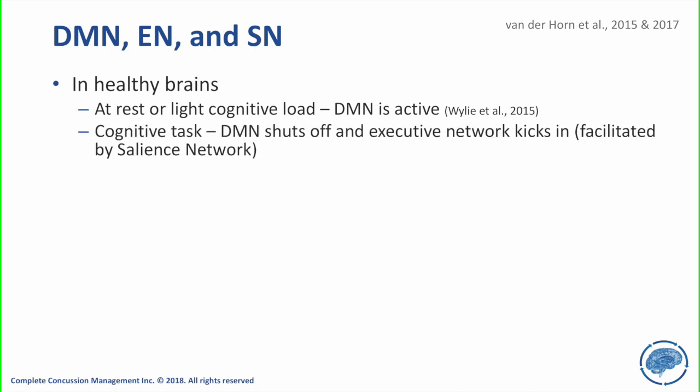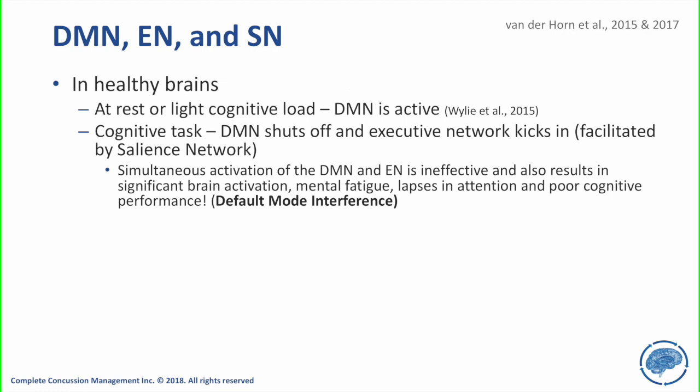However, what they found in concussion patients is that they can't shut off the default mode network when they're trying to focus in the executive network. So when you give them a task, the default mode network doesn't shut down. And so they're not able to function as well on the executive task, the task at hand, because their default mode network is getting in the way. This is called default mode interference. But also, what this does is create a huge energy demand on the brain because they're using more of their brain to try and achieve the same task.